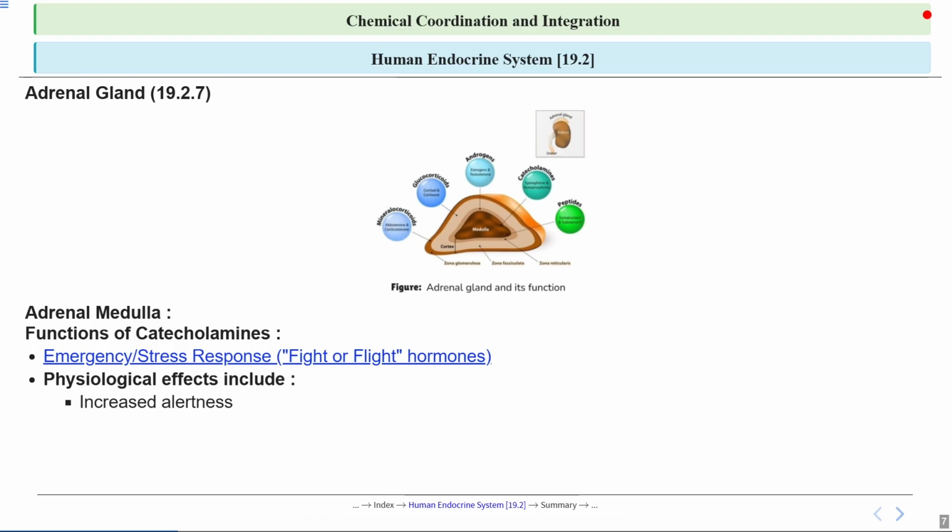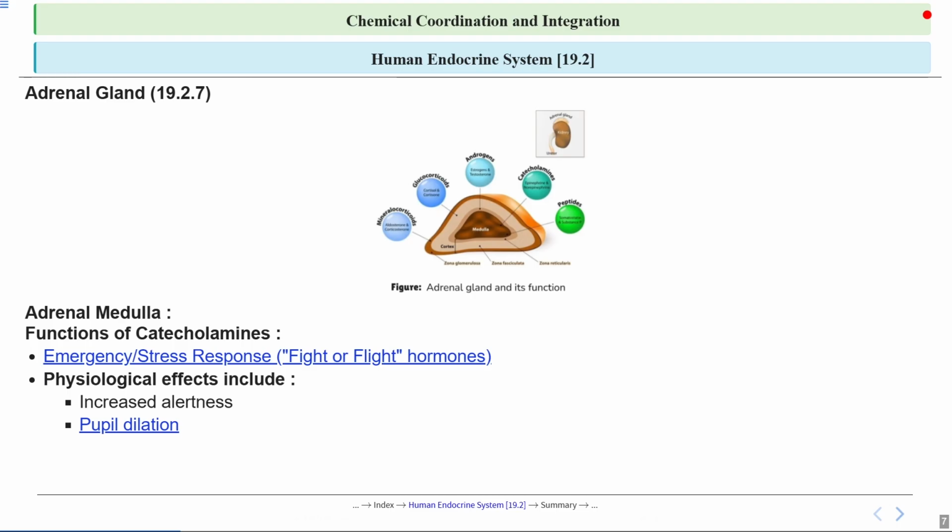So it will increase alertness. Pupil dilation, it will also lead to pupil dilation. Here pupil dilation refers to the change in the size of the black circular opening in the center of the eye, which is called the pupil. We can say widening of the pupil, which allows light to enter and reach the retina.